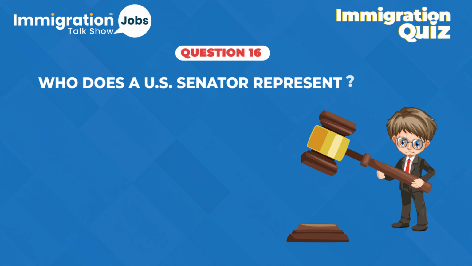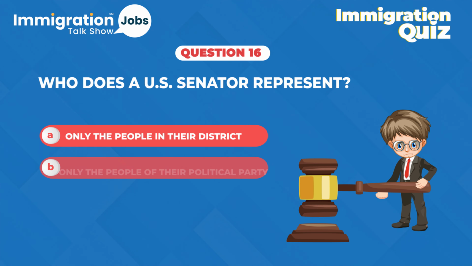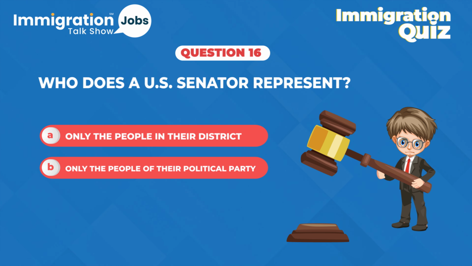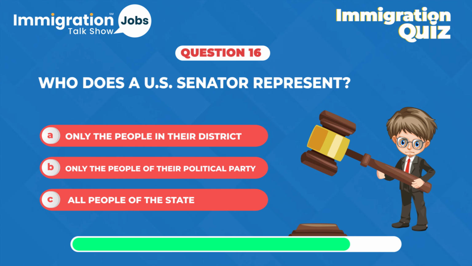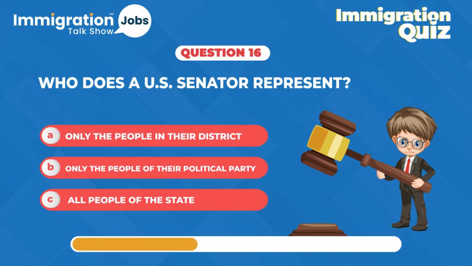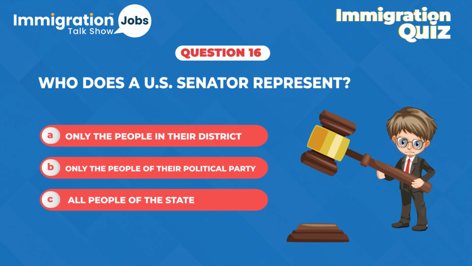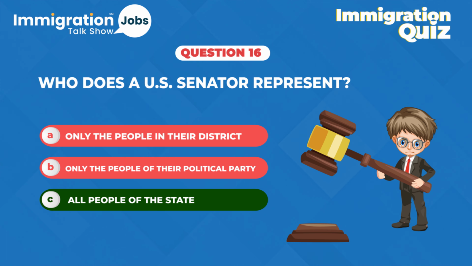Who does a US senator represent? A, only the people in their district. Option B, only the people of their political party. Or option C, all people of the state. And the correct answer is option C, all people of the state.